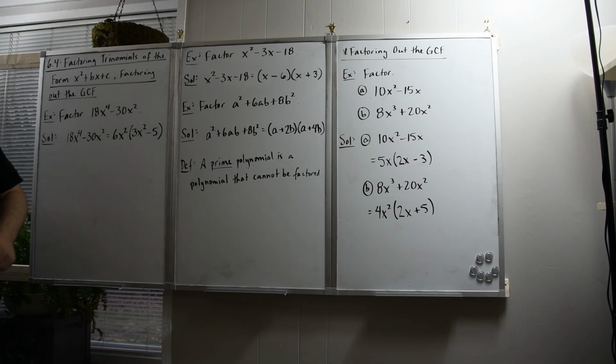Now, technically we could factor the 3x squared minus 5, but the factorization is a little ugly, so we're not going to worry about doing that. But we are going to take a look at another example.